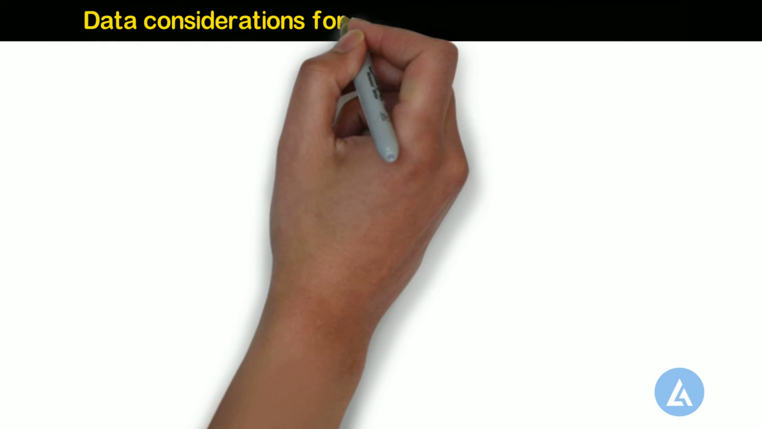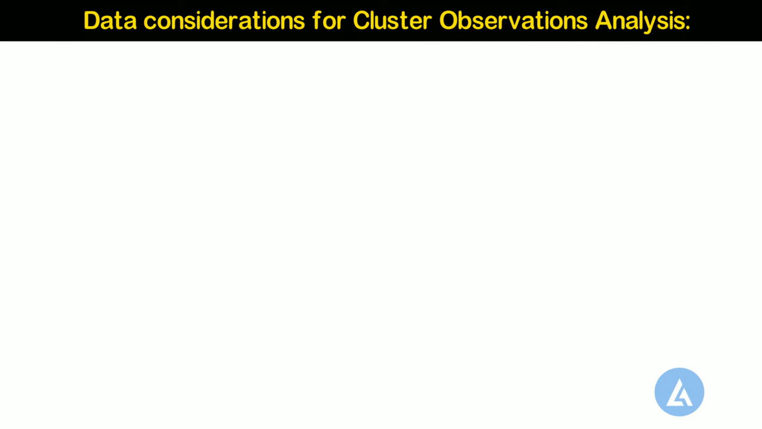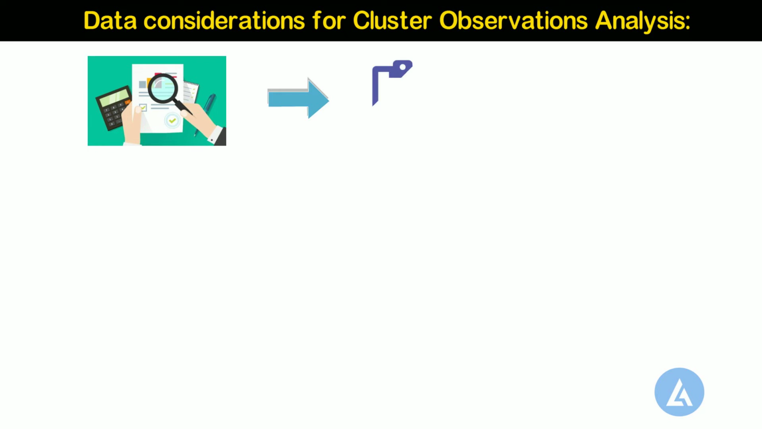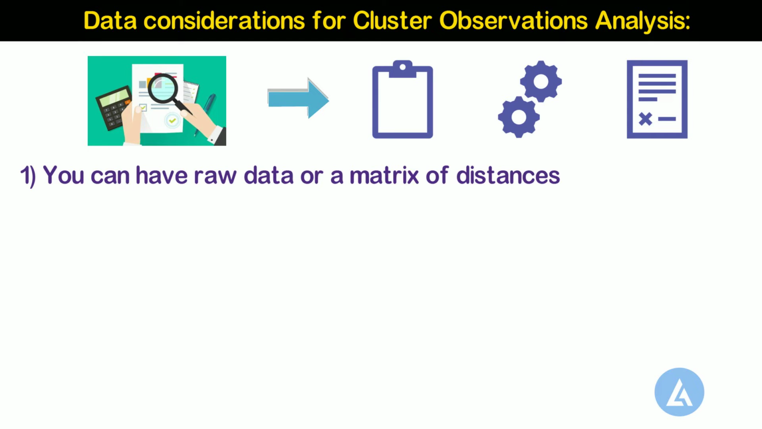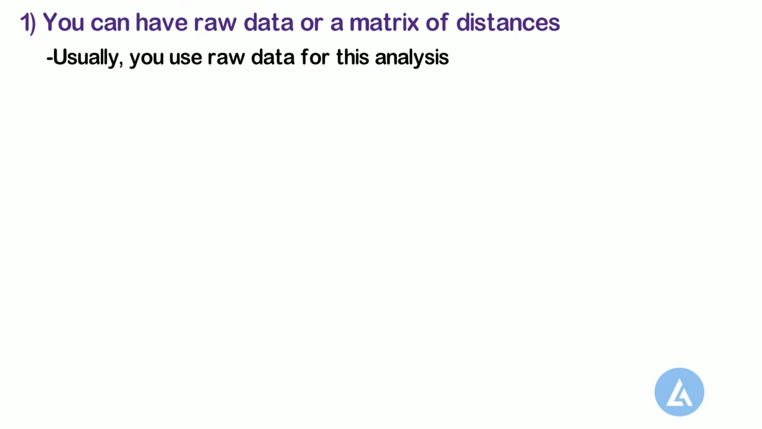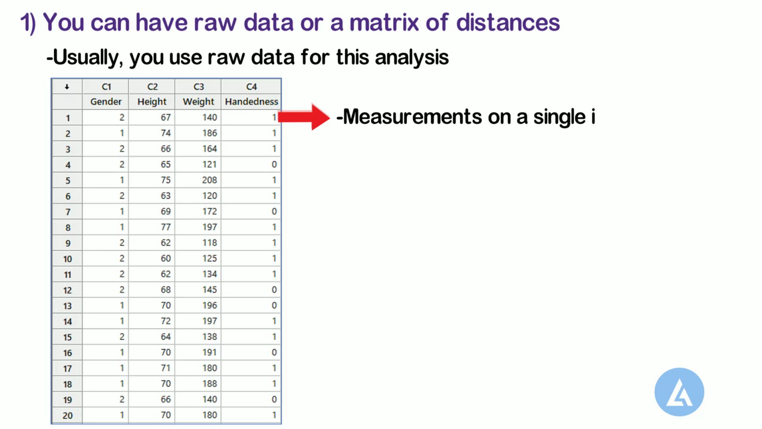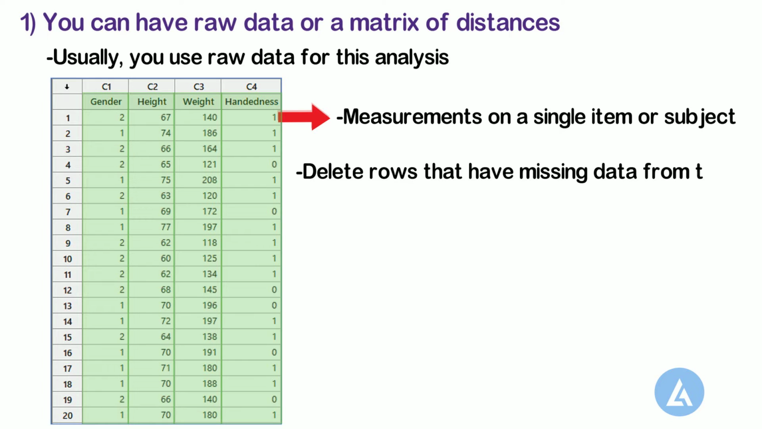Data considerations for cluster observations analysis. To ensure that your results are valid, consider the following guidelines when you collect data, perform the analysis, and interpret your results. 1. You can have raw data or a matrix of distances. Usually, you use raw data for this analysis. Each row contains measurements on a single item or subject. You must have 2 or more numeric columns, with each column representing a different measurement. You must delete rows that have missing data from the worksheet before you use this analysis.